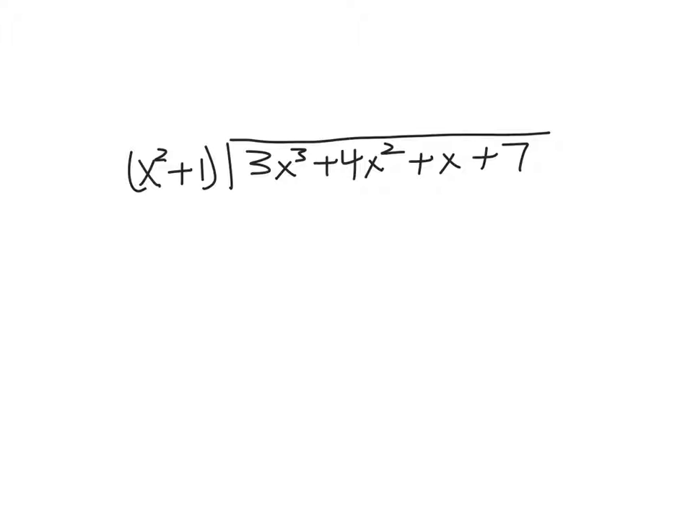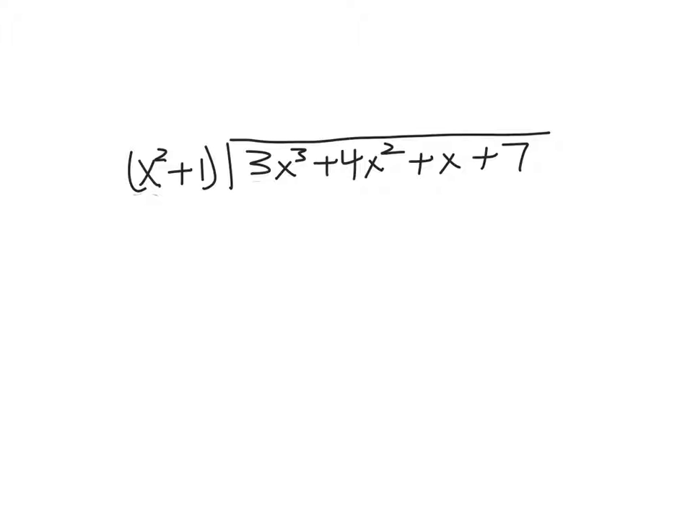Now, each polynomial is made up of terms. Each one of these units is a term separated by, in this case, all addition. So I'm going to talk about terms and polynomials. This is the divisor. The x squared plus 1 is what we are dividing by. And I think that's it for terms.